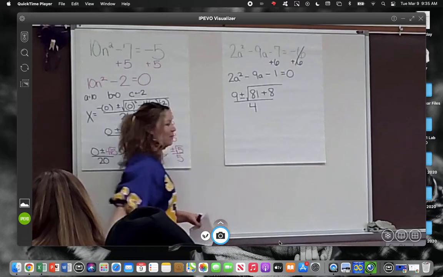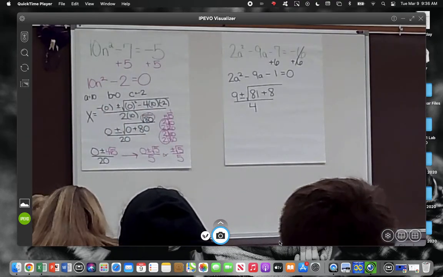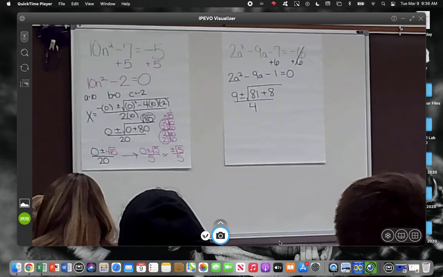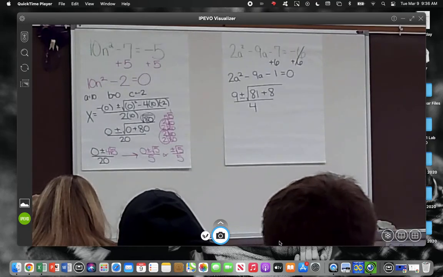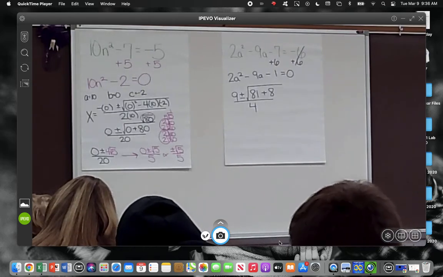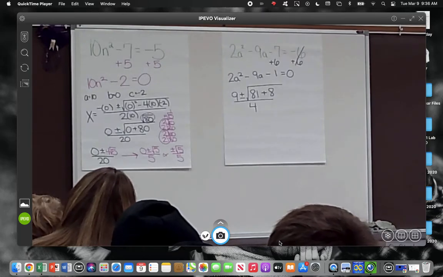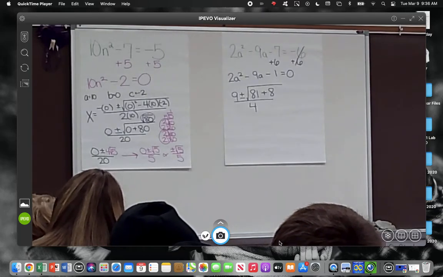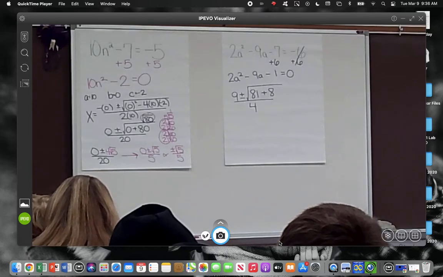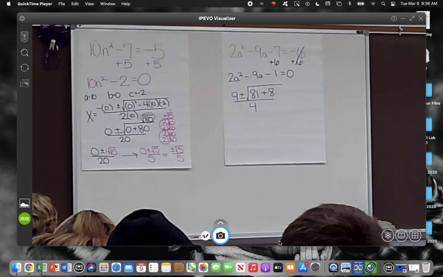What do you guys think about that? So whenever I plug in a negative 9 at the very beginning, the two negatives do turn that into a positive 9. Negative 9 squared is a positive 81. Negative 4 times 2 times negative 1 would be a positive 8. And then 2 times 2 is 4. So do you guys have any questions on that, getting those numbers?